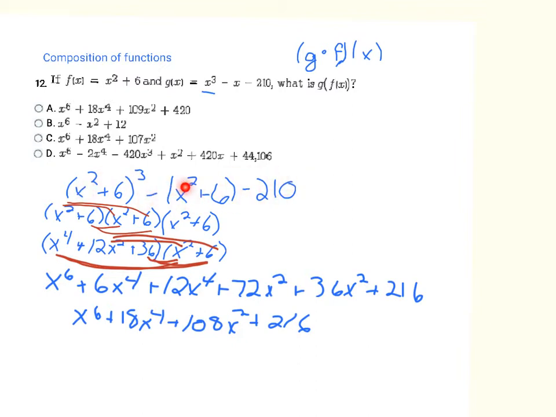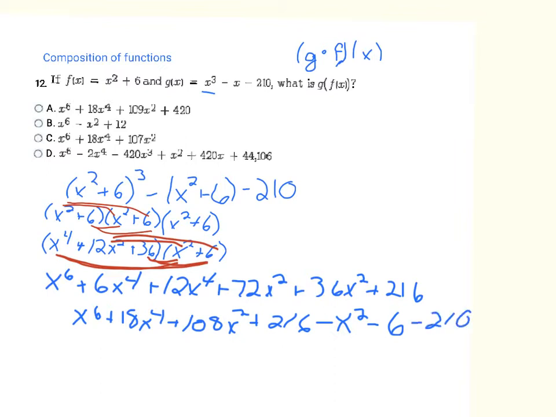Well, this is a minus x squared plus 6, but it's in parentheses. So remember, when you're subtracting something in parentheses, it changes the signs of everything. So it's going to be minus x squared minus 6. And then I'm going to have my minus 210.